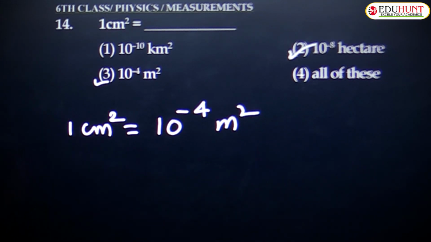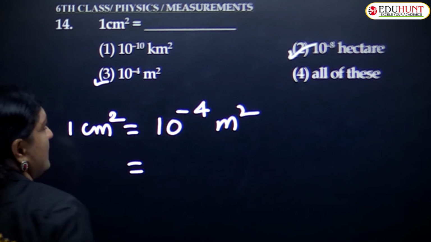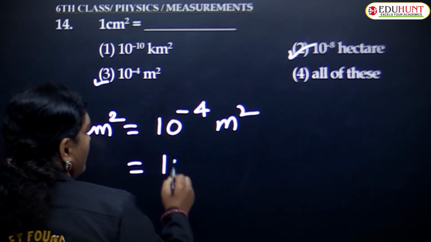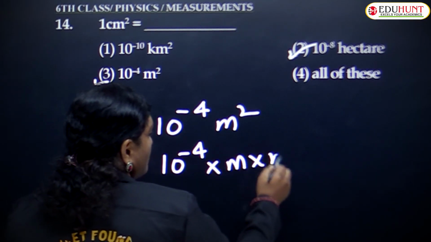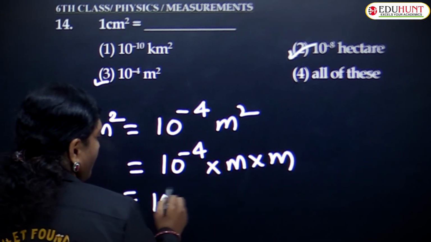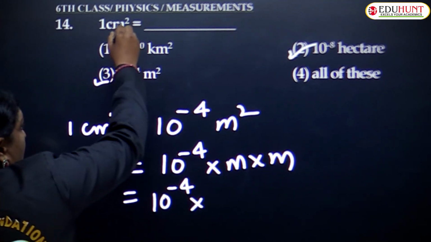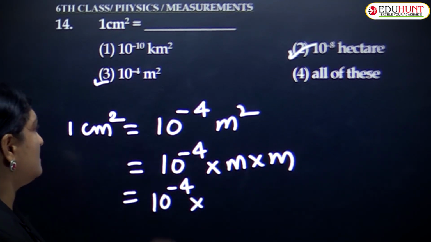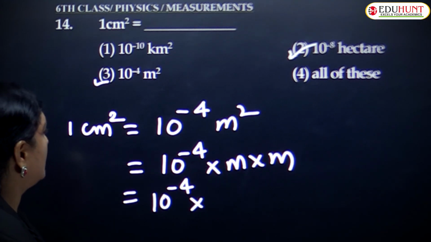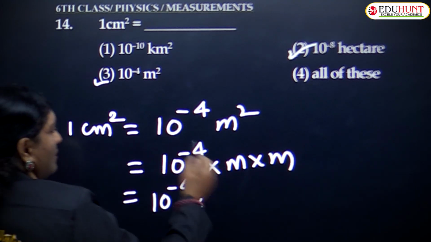You agree with this? Okay, let us convert the same. I would like to convert it in kilometers. So 10 power minus 4 into meter into meter. I would like to convert it in square kilometers. How many meters make a kilometer? Yes, the answer should be in kilometers.